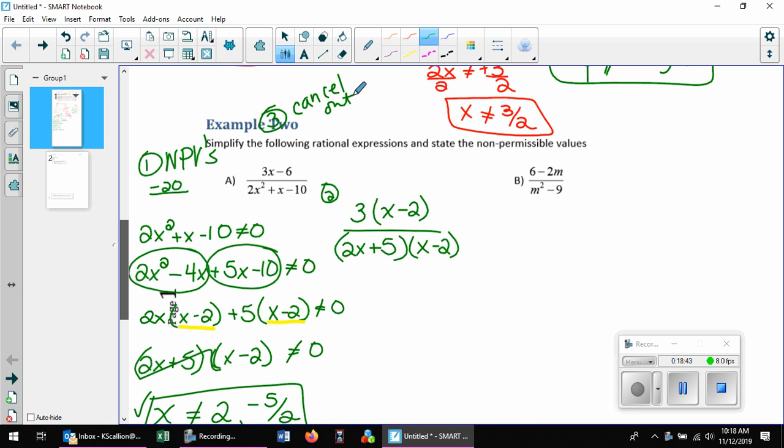So I've got a 3, and this whole thing has to stay together. You can't say, oh, look, there's a 2 here and a 2 here, so I'm going to cancel those things out. You can't do that. This is a package. You can't break it apart. It is one solid unit. So the only thing that I can cancel out here is x minus 2, because there's 1 on top and there's 1 on bottom. If I had 2 on bottom, you can only ever cancel out 1. Does that make sense?